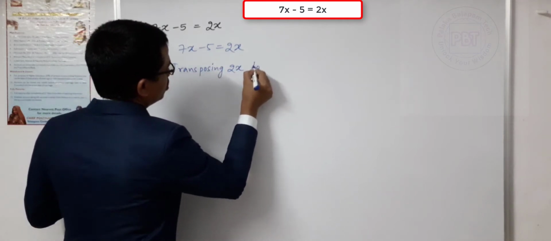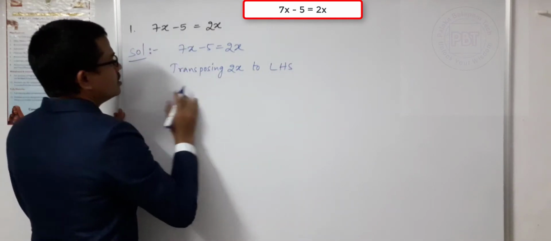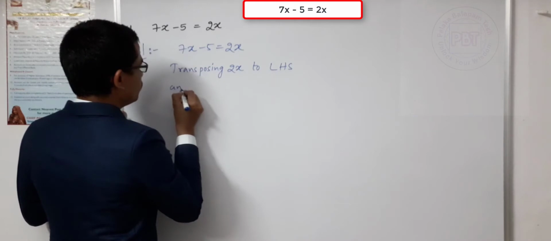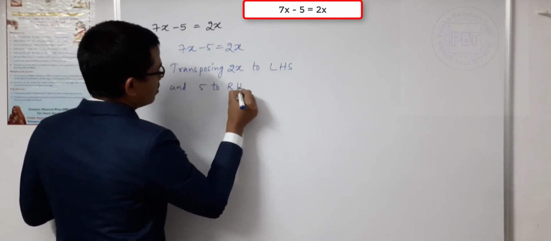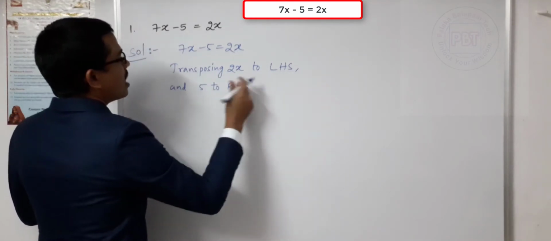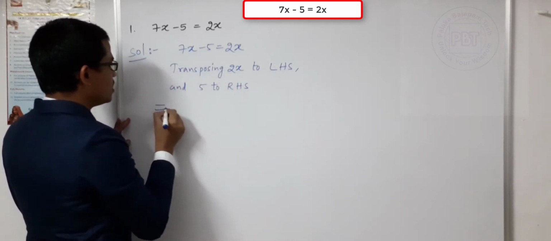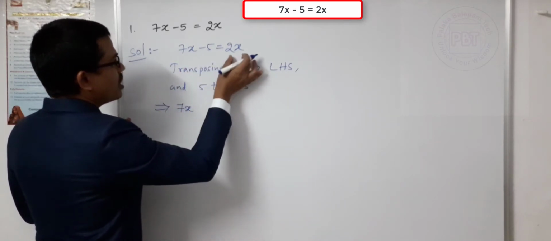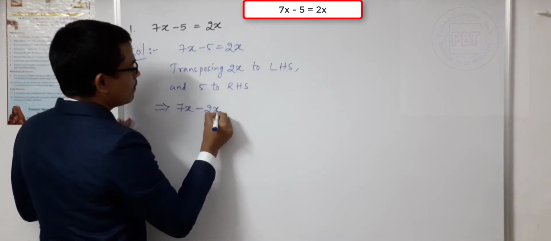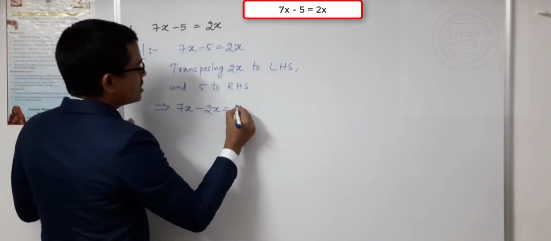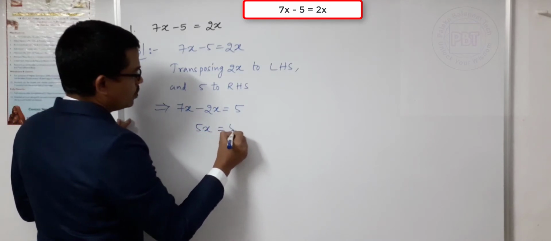Now, transposing 2x to the left hand side and 5 to the right hand side. Now it becomes 7x. When you transpose 2x to the left hand side, plus 2x becomes minus 2x, equal to minus 5 becomes plus 5 on the right hand side. Now 7x minus 2x is 5x, equal to 5.